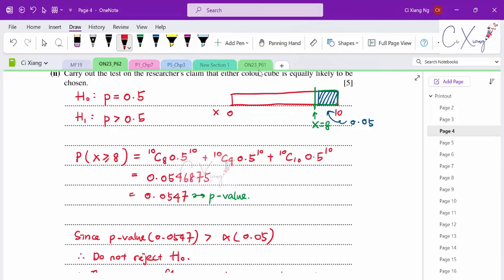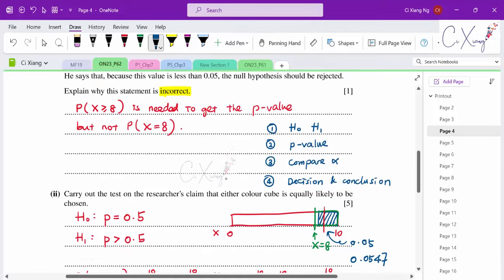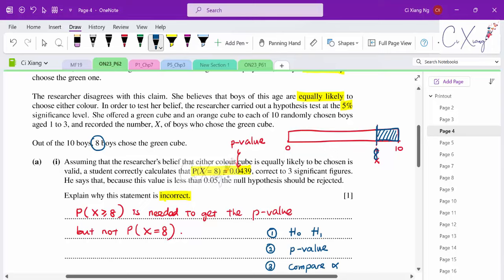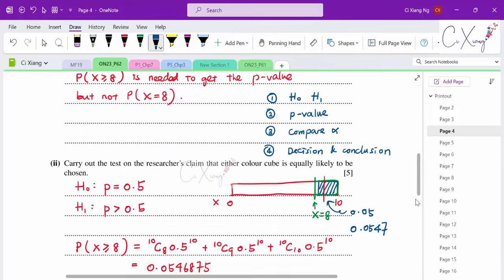Now I want to have a look. Let's say I want to know where my x equals 9 is. Is my x equals 9 inside the rejection region or outside the rejection region? So what we can do here is we take x greater than or equal to 8, which is 0.0547, minus x equals 8. So x equals 8 is 0.0439. So you take this one, minus 0.0439. Okay, so what's the answer that you get for this part? So 0.0547 minus 0.0439. The value that you get is actually a small value, 0.0108.